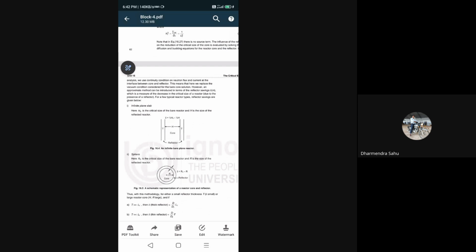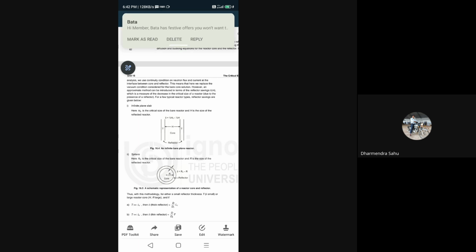Okay. So suppose we consider an infinite plane slab, an infinite bare plane reactor. Here H0 is the critical size of the bare reactor and H is the size of the reflected reactor. And your delta is equal to half H0 minus half H. For a spherical geometry, R0 is the critical size of the bare reactor and capital R is the size of the reflected reactor. So your radius of core is capital R and your delta is equal to R0 minus R.